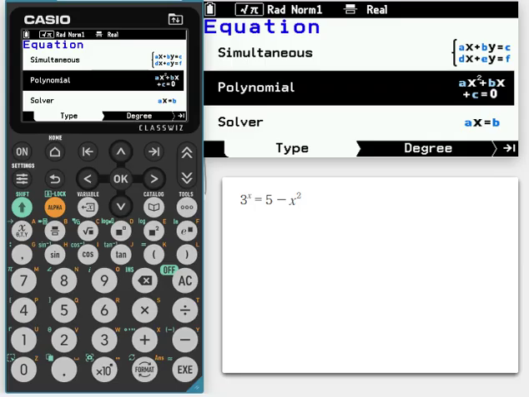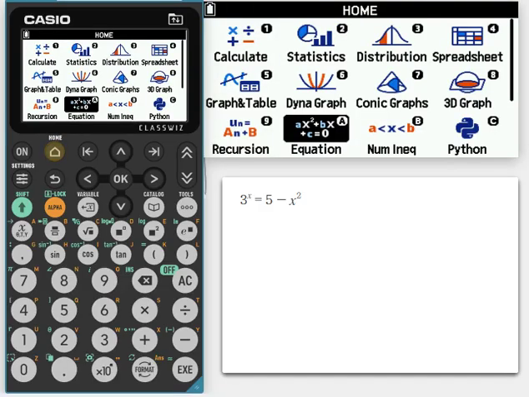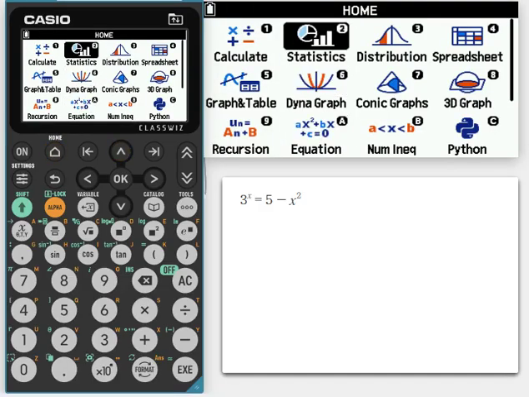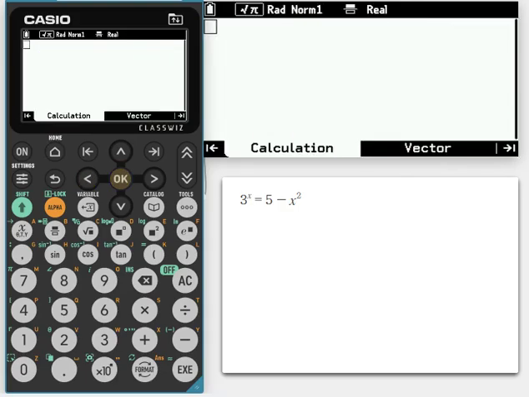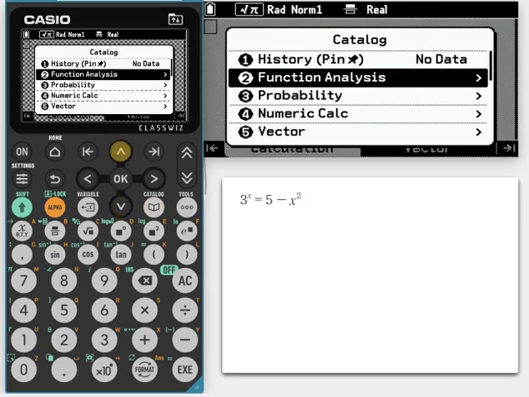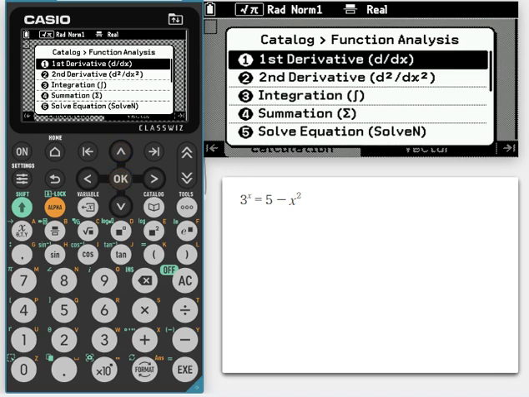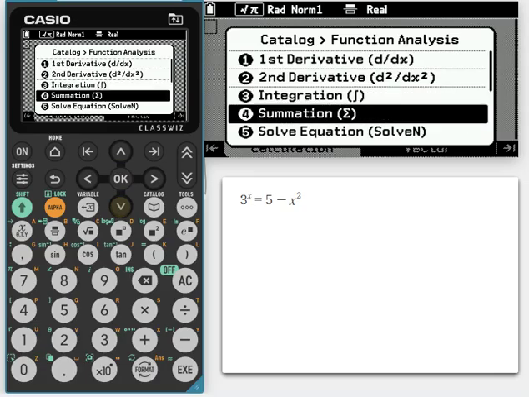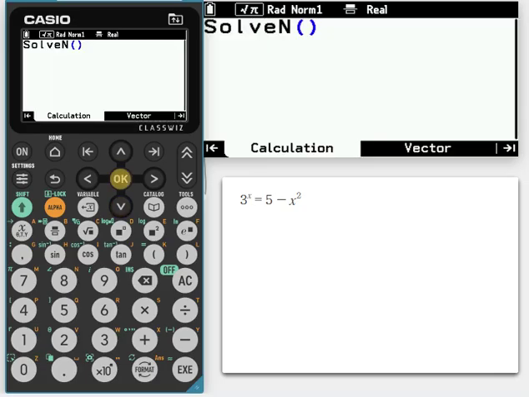In order to solve an equation such as this one, we go to the home screen and we go to the calculate application. We choose catalog and we go to function analysis, and there is something called SolveN. If you're going to use it often, then you can pin it, but then with SolveN you just type in the equation in the way it is written.